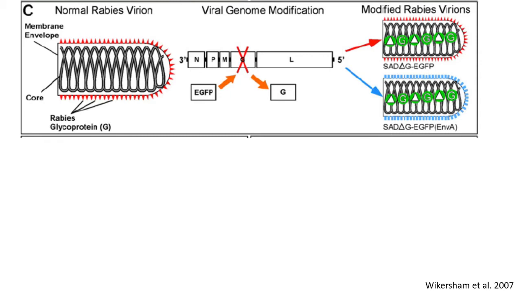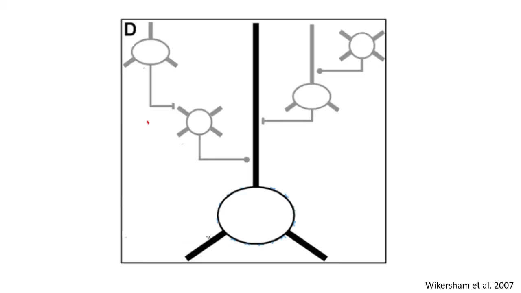Wickersham et al. also used a rabies virus that would only infect cells that expressed the TVA viral receptor, which is a protein found only in birds and not in mammals.